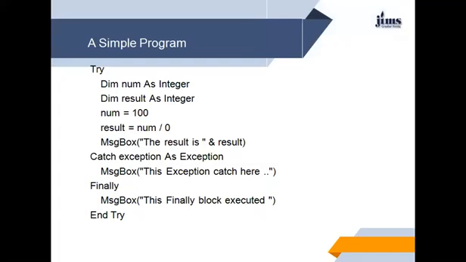Now we write Finally, and in the finally we use MsgBox to write that this finally block must be executed. Now we end the try block. So this is End Try. We start from here: the try block where we write the code, then the catch block, and the finally block, and then End Try. So in this way, you will write an exception program.